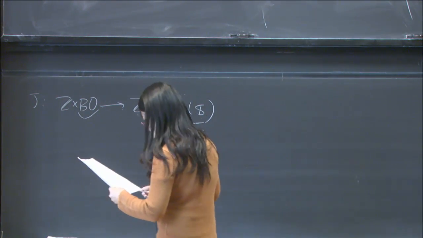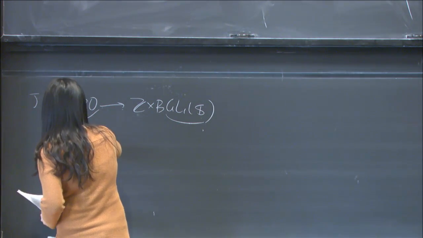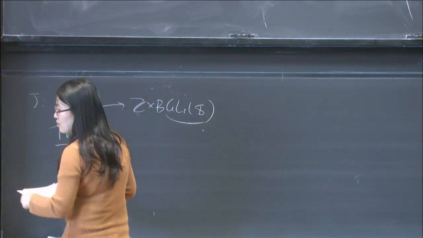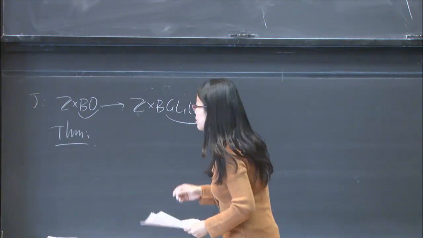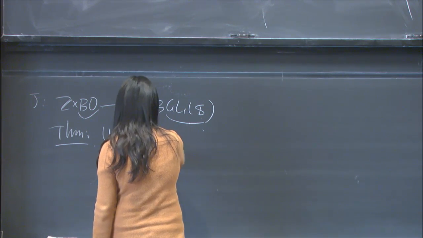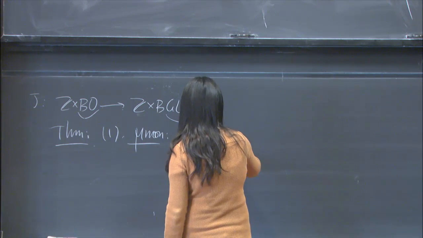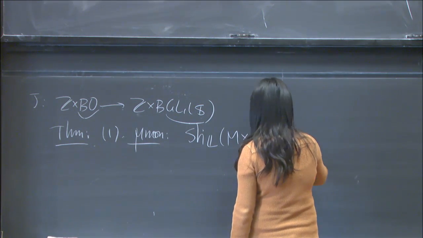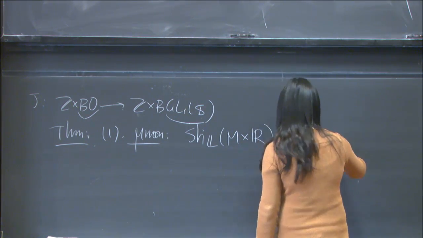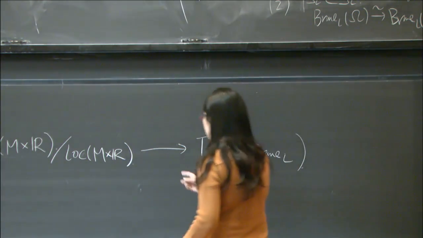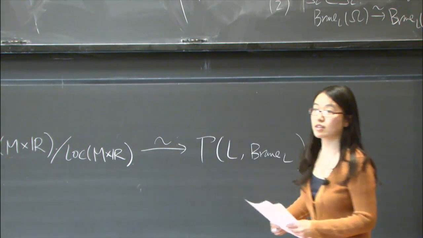The second theorem is related to what I said at the beginning, the goal to identify sheaves with single support in L. There is a functor called microlocal monodromy from our sheaves with support in L on M cross R to the global sections of our sheaf Brane L. One can prove that this is an equivalence.